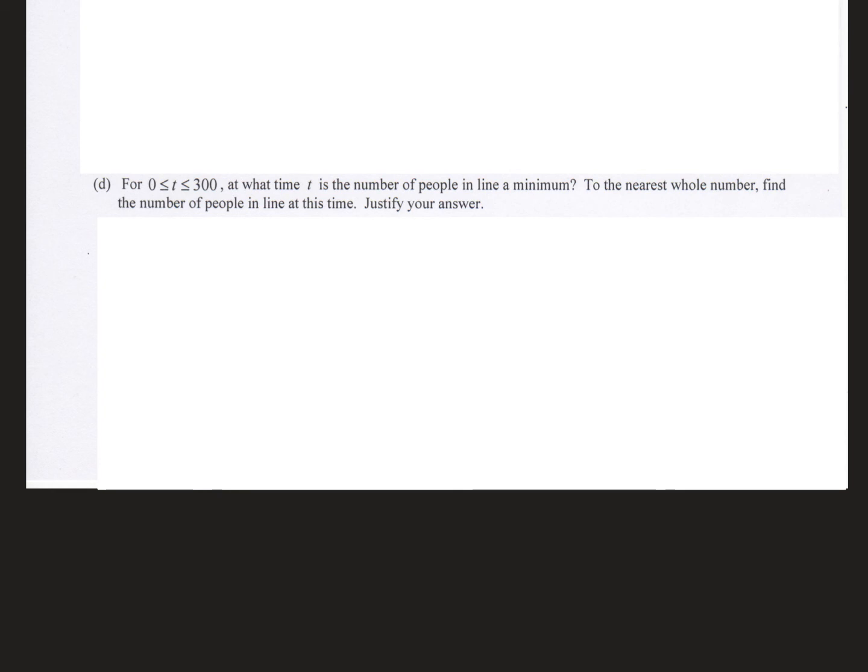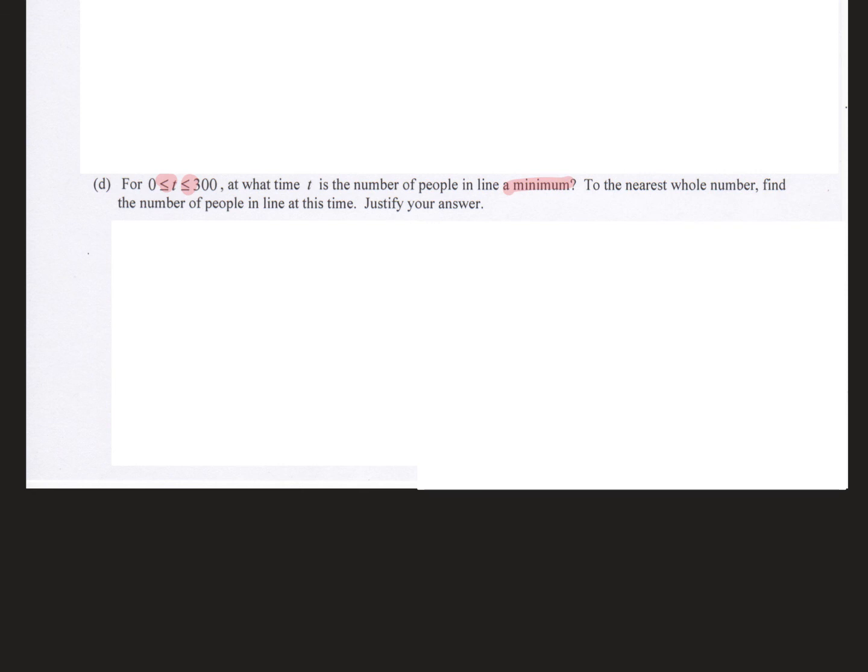And our last part wants to know on the interval from 0 to 300. And this is a closed interval, which gives me a clue that I'm going to do a candidates test because I'm looking for a minimum. So I go through that process. I'm looking for endpoints and critical points, and those belong in my candidates table.